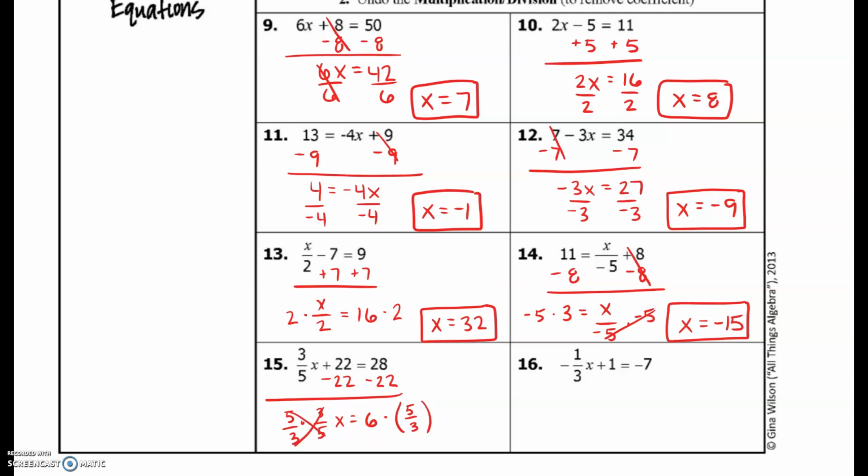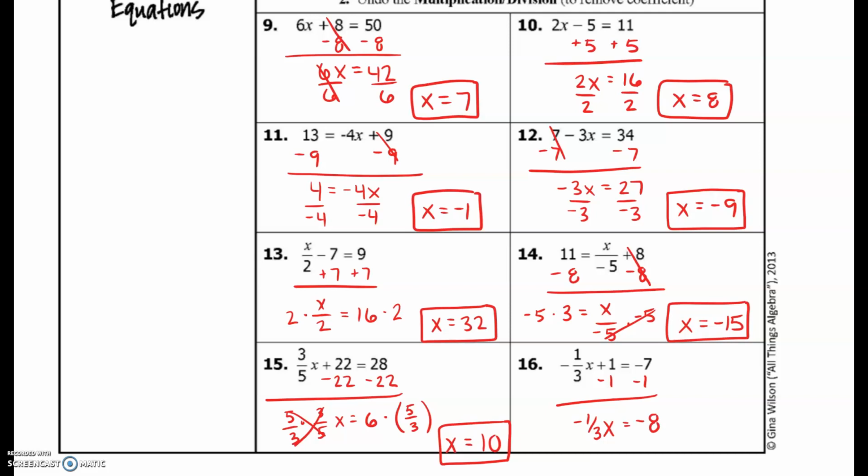On the left-hand side, the fractions will cancel, leaving me with x equals, and on the right-hand side, when I multiply 6 times 5/3, 6 times 5 is 30, and 30 divided by 3 is 10. So the result for number 15 is x equals 10. For number 16, we will subtract 1 from each side, leaving us with negative 1/3 x equals negative 8.